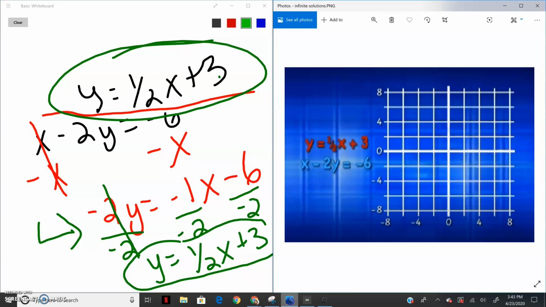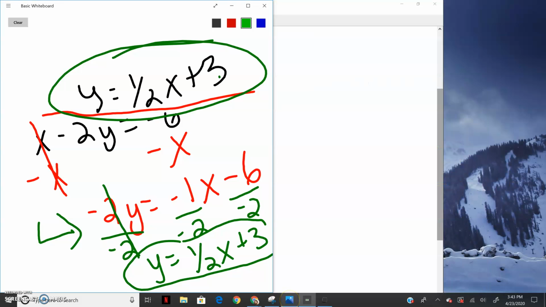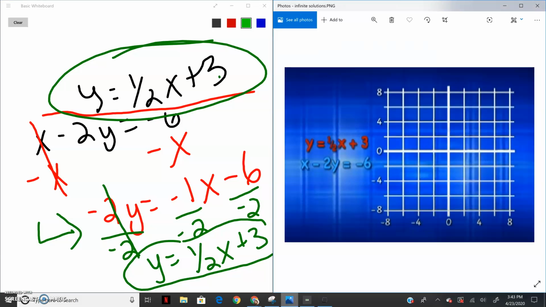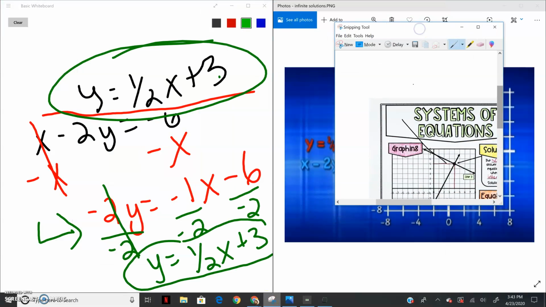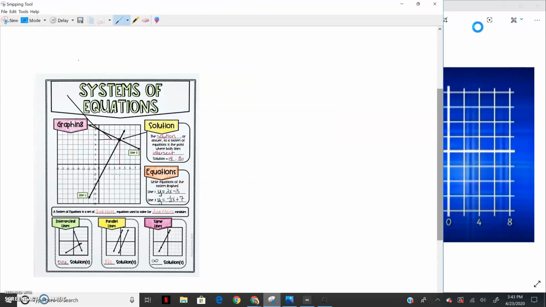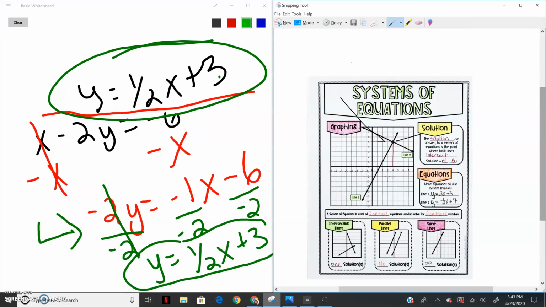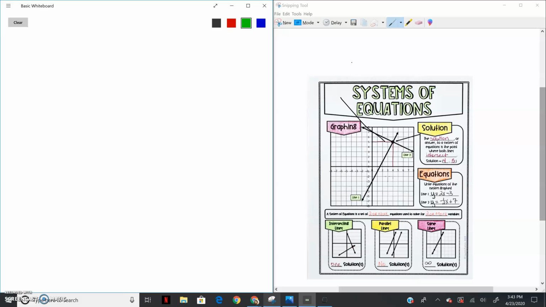Okay, so now I want to look at the notes here. We're just going to look at these real quick. These notes have your answers in them. Systems of equations by graphing. We're only talking about graphing right now. There are others, but we're not there yet.